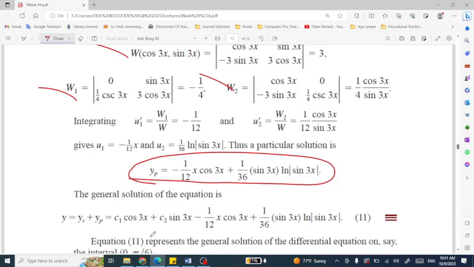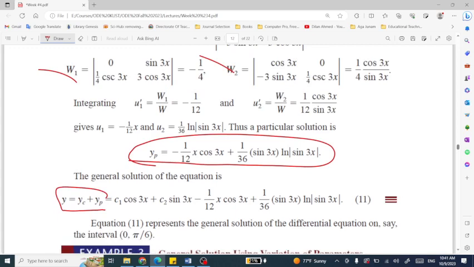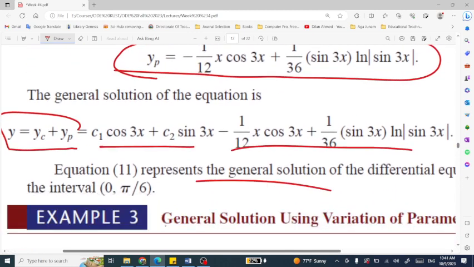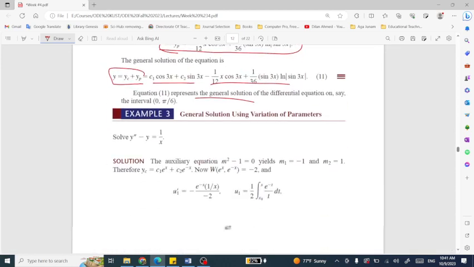Is that clear, dears? How about Y? We see that Y equals what? YC and YP. This is YC, this is YP. It will be your general solution. It's not hard, but really long and needs work. So do not forget to solve it.